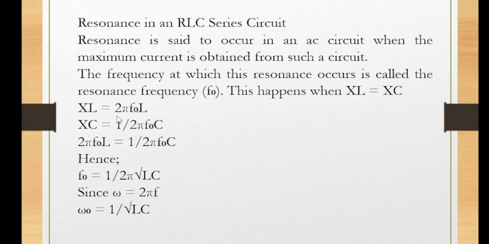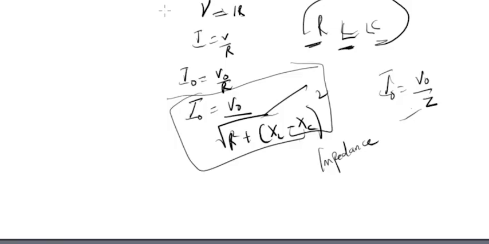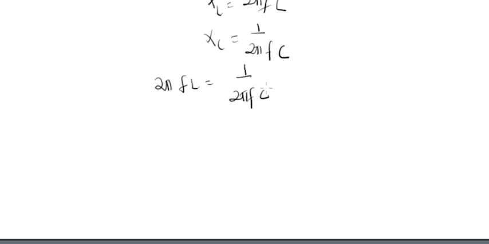So if we do this, recall that XL is equal to this, XC is equal to this. Putting the two of them together, let's go to our board to do that. Recall that our XL is equal to 2 pi FL, and our XC is equal to 1 over 2 pi FC. If we equate these two together, 2 pi FL is equal to 1 over 2 pi FC. So if I cross multiply, it's as if I'm saying this is equal to this.